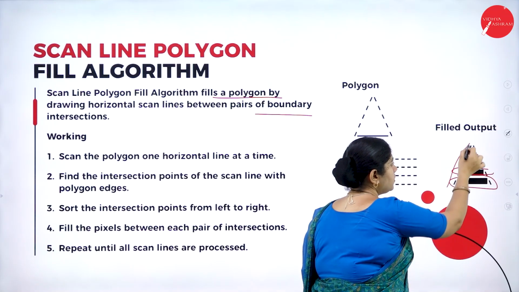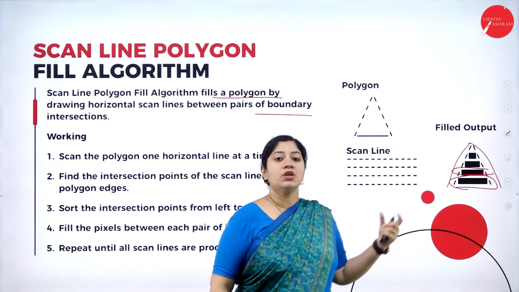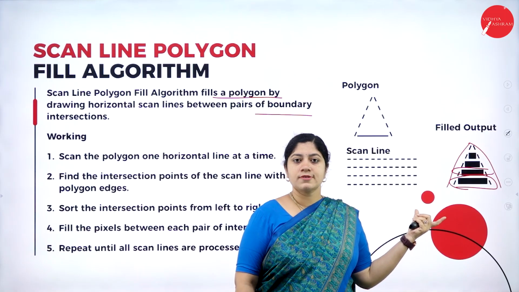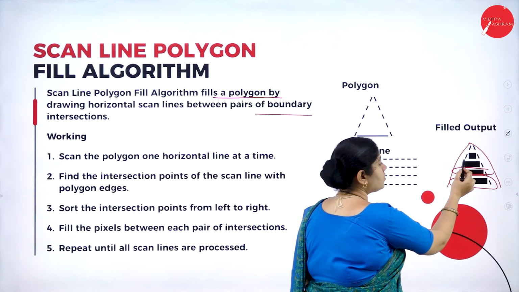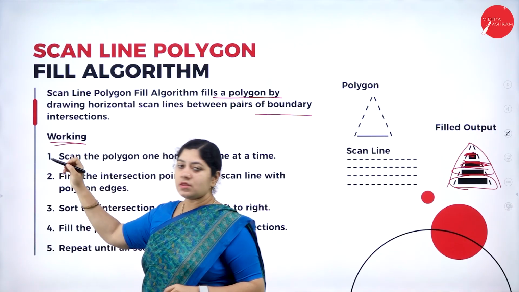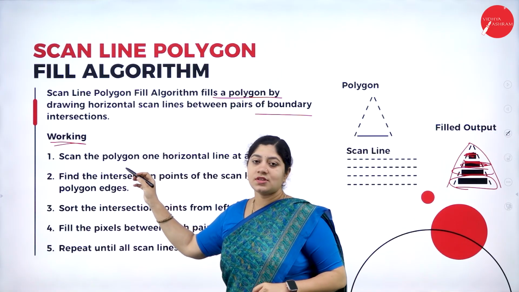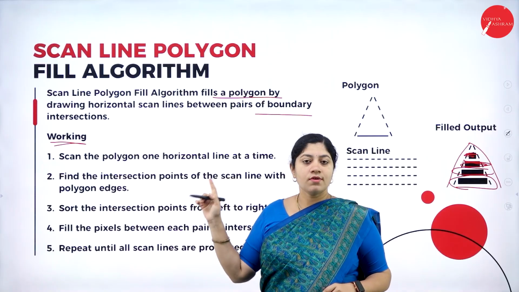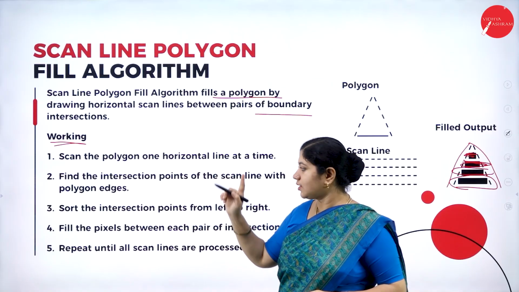So these are the intersection points, correct? In between those intersection points, we are drawing the horizontal scan lines. Now let's see the working of this algorithm. The first step is that it scans the polygon one horizontal line at a time.